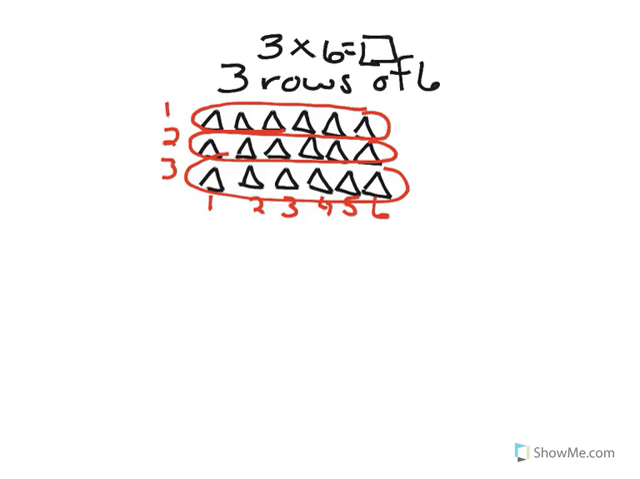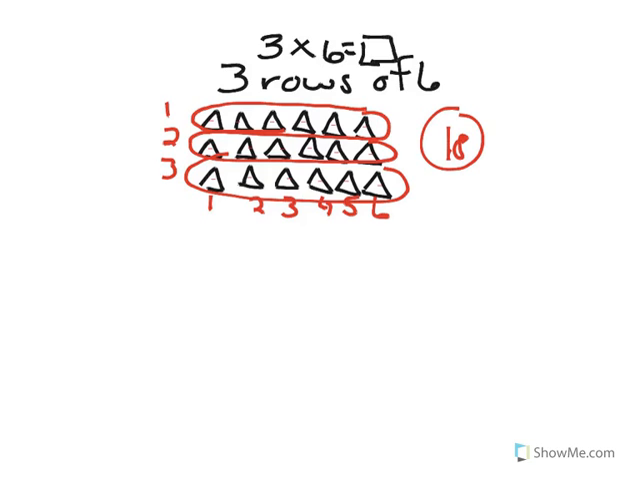Now I'm going to count them to find my product. 1, 2, 3, 4, 5, 6, 7, 8, 9, 10, 11, 12, 13, 14, 15, 16, 17, 18. My product is 18. Since 6 times 3 equals 18, the commutative property tells me that 3 times 6 also equals 18. This is just showing the array turned on its side to show, instead of how many were in each row, which before was 3, now there's 3 rows of 6.